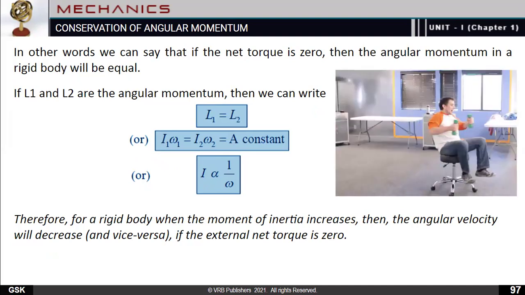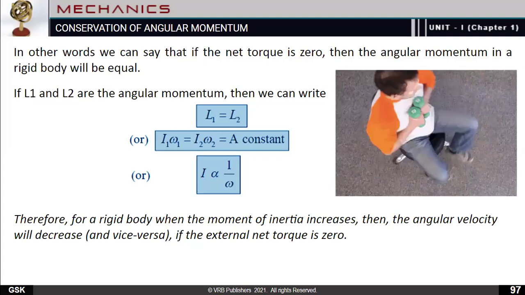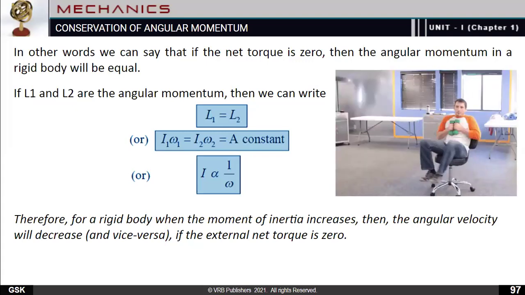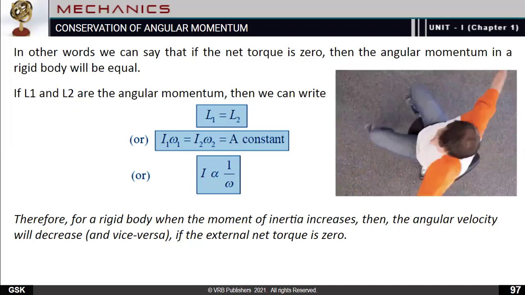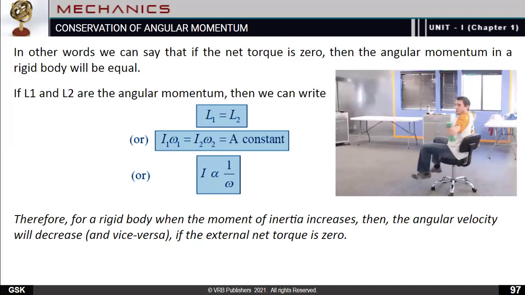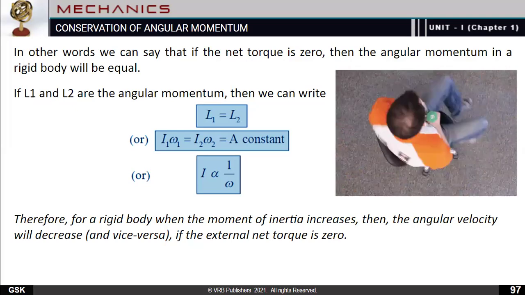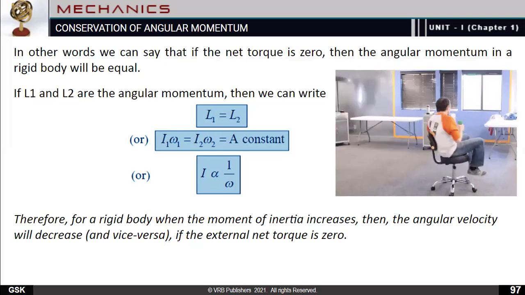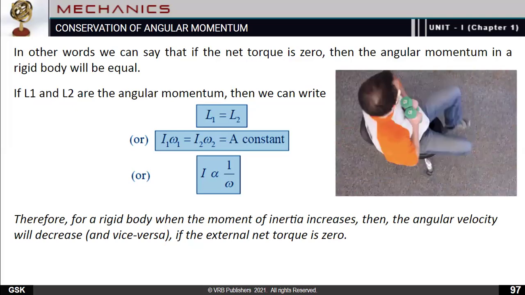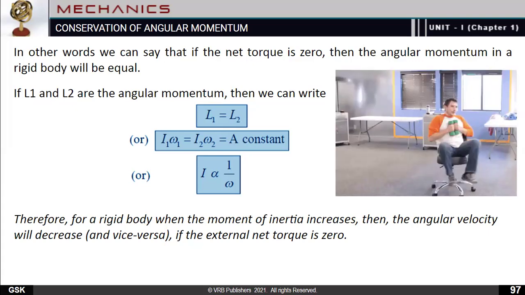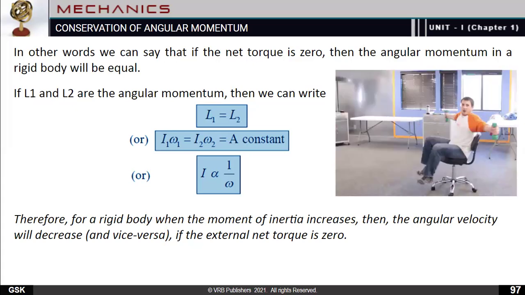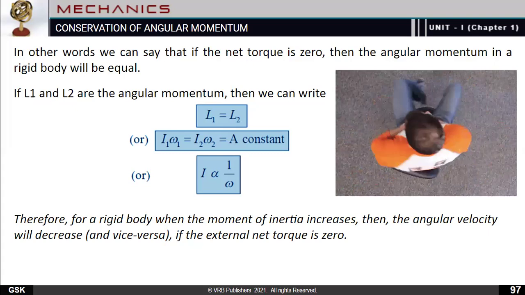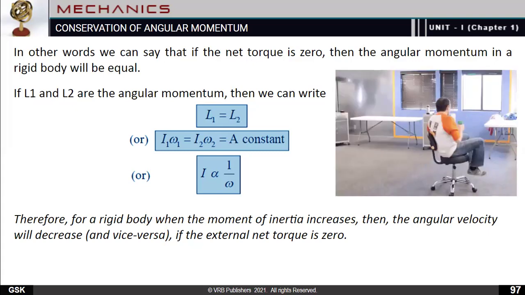Already we know L is a constant if there is no net torque acting on the body. Therefore, I omega is also a constant. If I omega is a constant, then we can write it in a proportionality term. That is, I is directly proportional to 1 by omega. That is, I and omega are inversely proportional to each other. Therefore, for a rigid body, when the moment of inertia increases, the angular velocity decreases and vice versa.